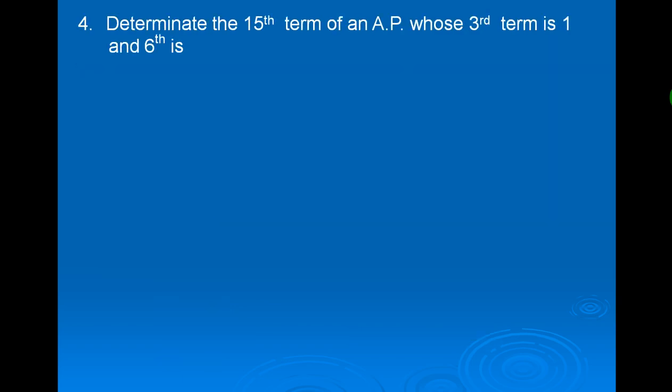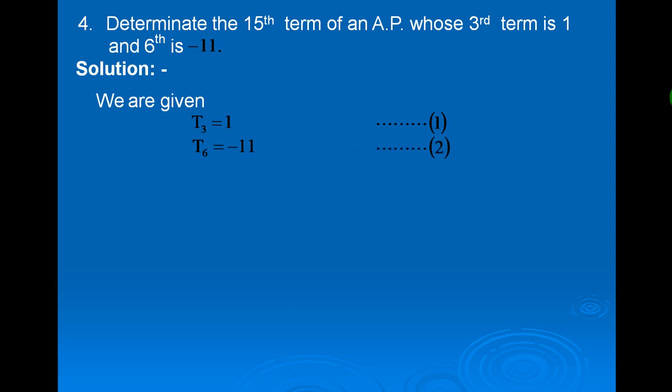Now the next problem is the fourth problem. Determine the 15th term of an AP whose third term is 1 and sixth term is minus 11. Now the solution is, we are given T3 is equal to 1. Put this equation number 1. T6 is equal to minus 11. Put this equation number 2.